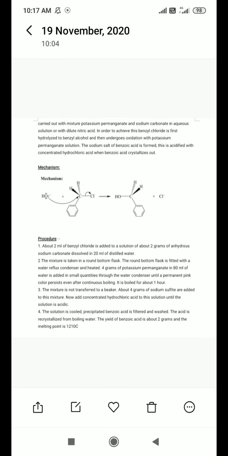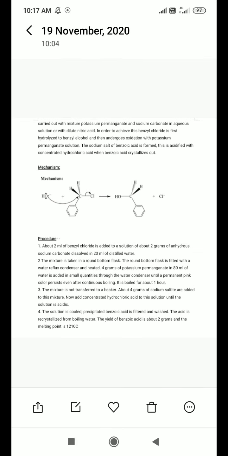This is the step by step reaction: benzyl chloride is converted into benzyl alcohol, then into the particular salt, and then that salt is neutralized using acid, and this neutralization gives us the desired product, benzoic acid. This is the principle, we can say. Now, in the mechanism, they have shown benzyl chloride: the benzene ring, then CH2, then Cl.